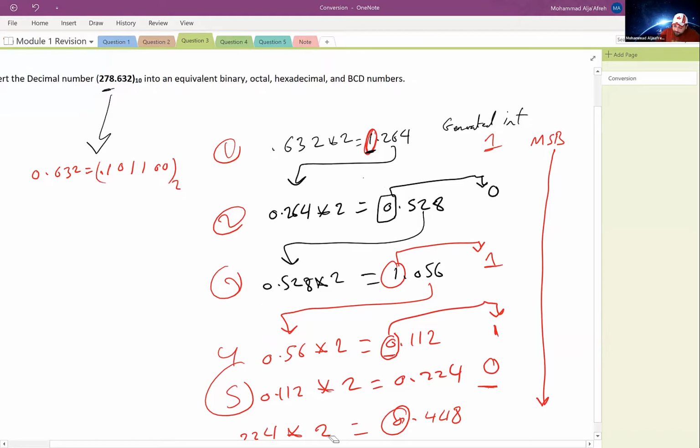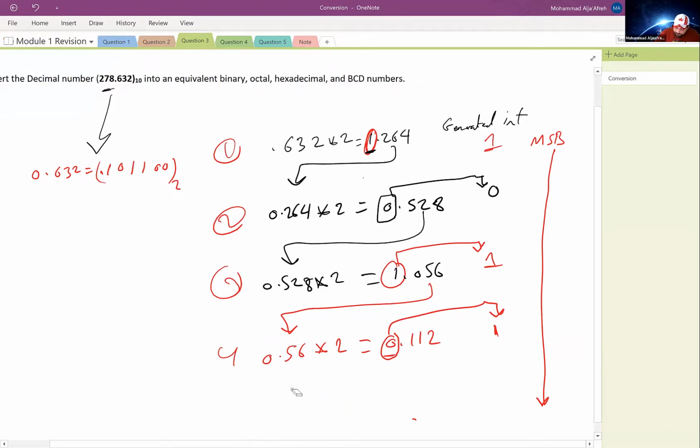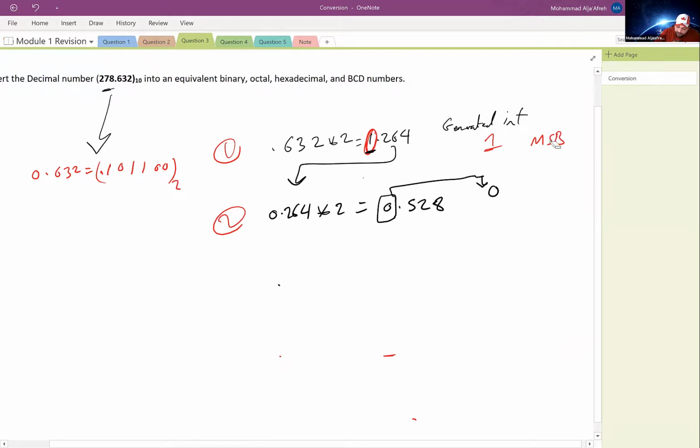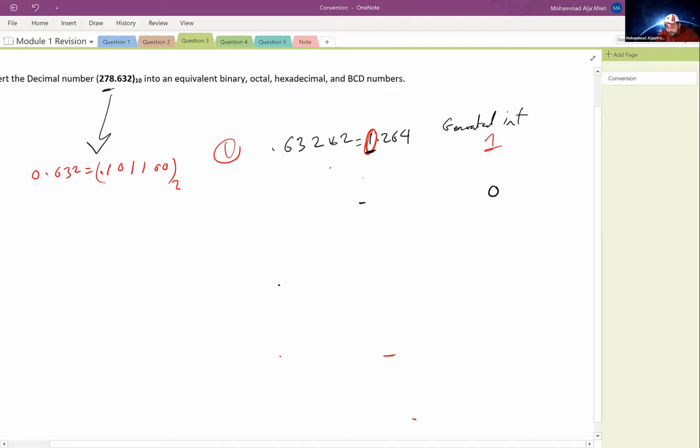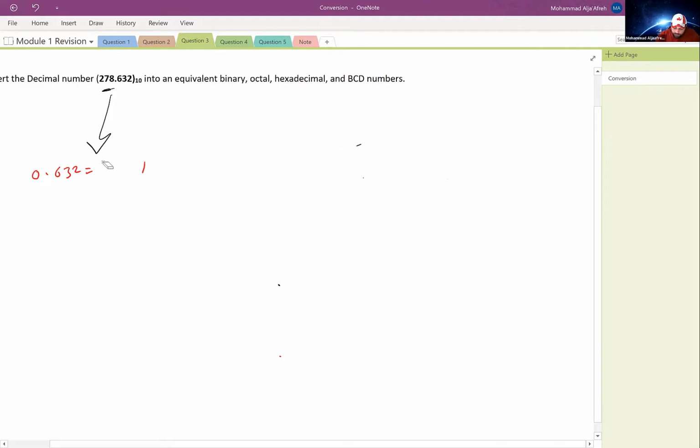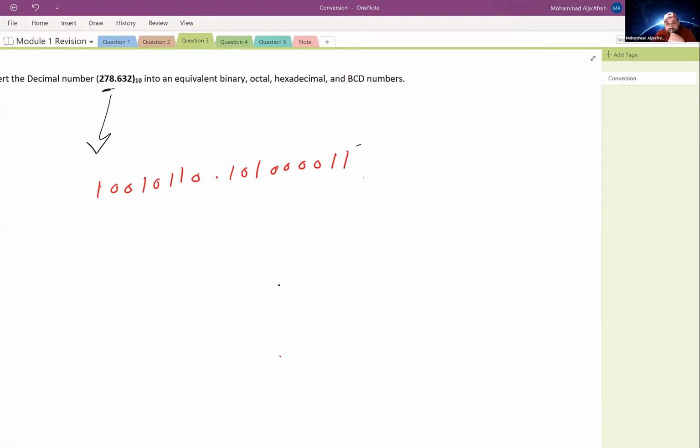So in other words, by combining both the conversion results from the integer as well as the fractional part, this decimal number can be rewritten as 1, 0, 0, 1, 0, 1, 1, then the radix point, then 1, 0, 1, 0, 0, 0, 0, 1, 1.